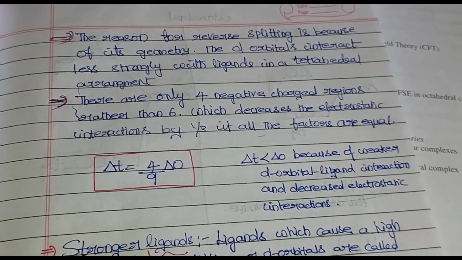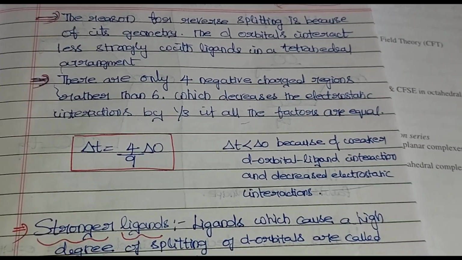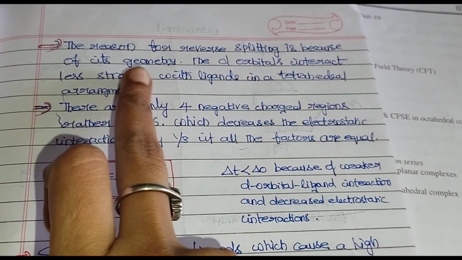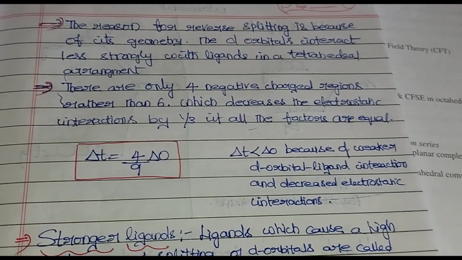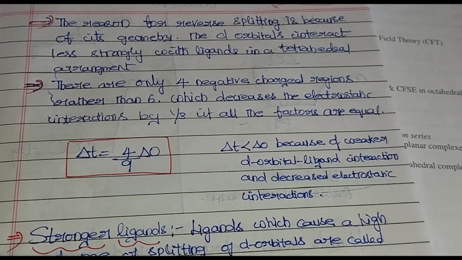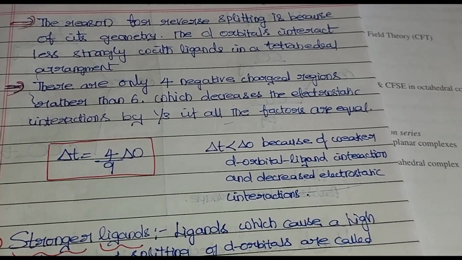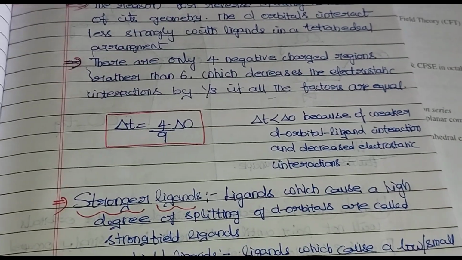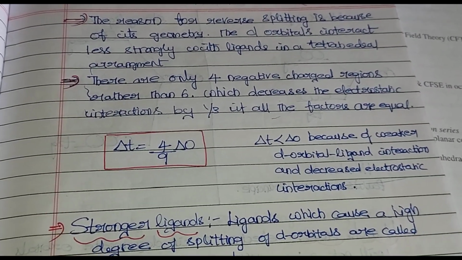Why is the tetrahedral energy less than the octahedral energy? Because of weaker d orbital ligand interaction. I already told you, because of its geometry there is a decrease in the electrostatic interaction. So the interaction is weakened, the electrostatic interaction is decreased, and the d orbital ligand interaction is weaker. So the energy will also be decreased. Like this we can explain the crystal field splitting in both octahedral and tetrahedral complexes.